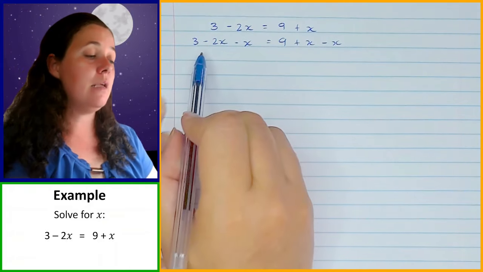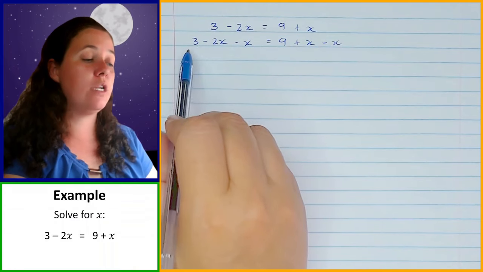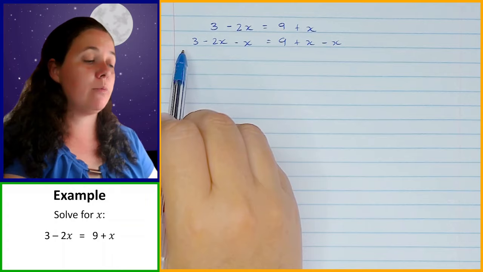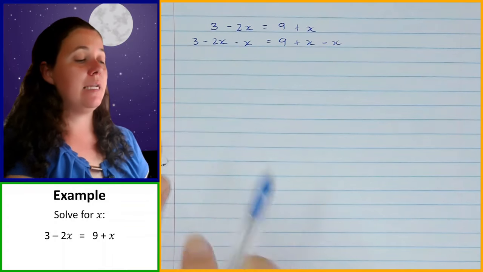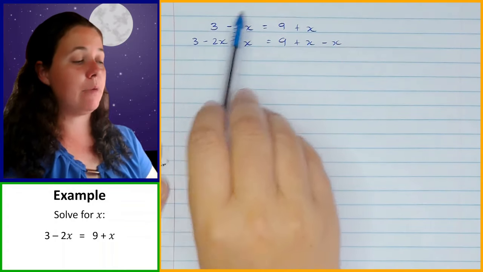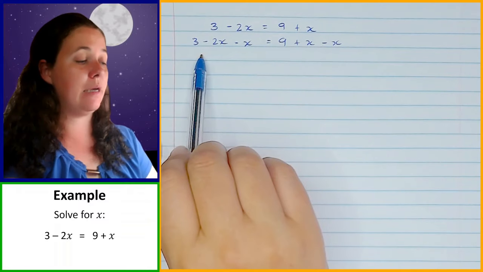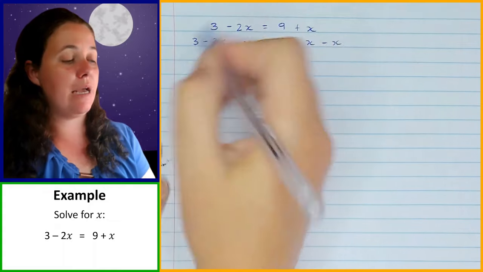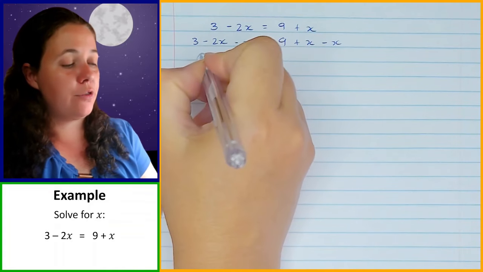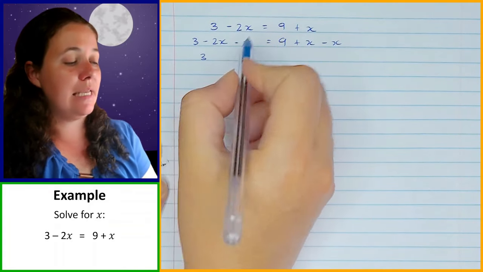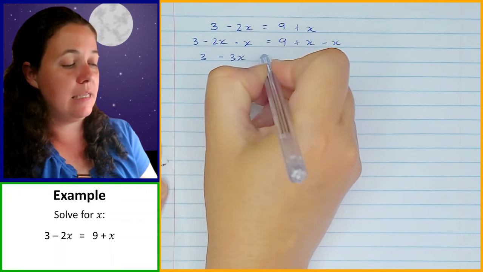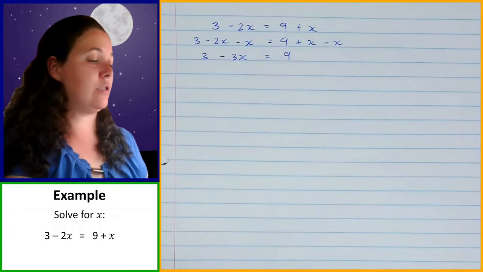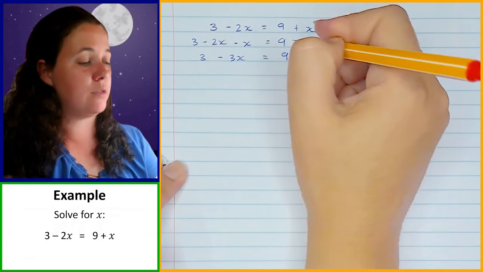Okay. Then I also want to get rid of any numbers on this side. So what I'm going to do is take this 3 and take it away from here, which means I'm also going to have to do something on that side with it. But first, let's just simplify this so we have less to worry about. So I've got 3 minus 2x minus x is minus 3x equals, and over here, 9, and then plus x minus x, those cancel. That was the whole reason I did that in the first place, remember?